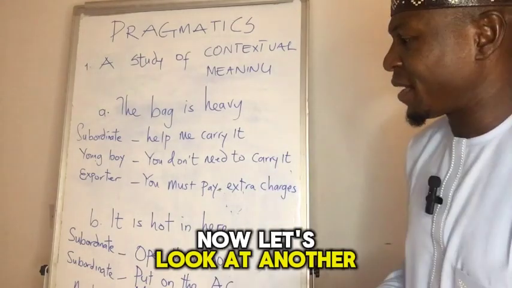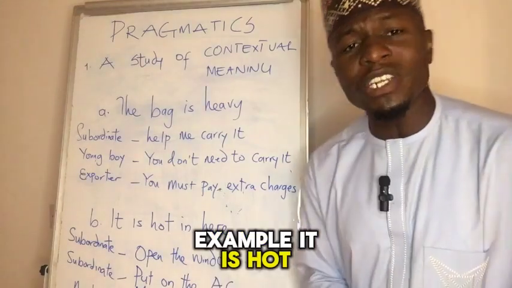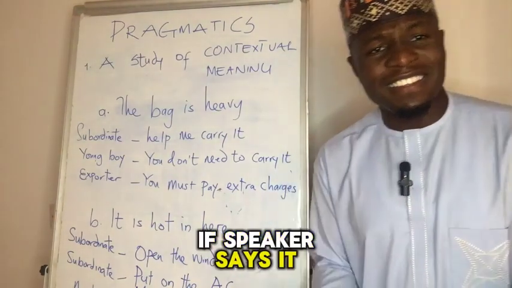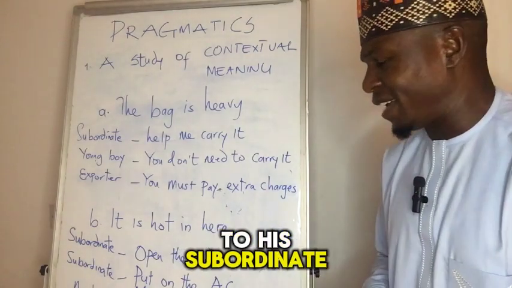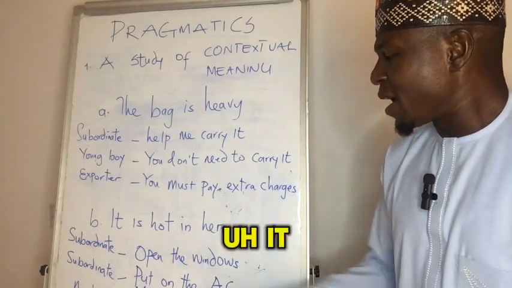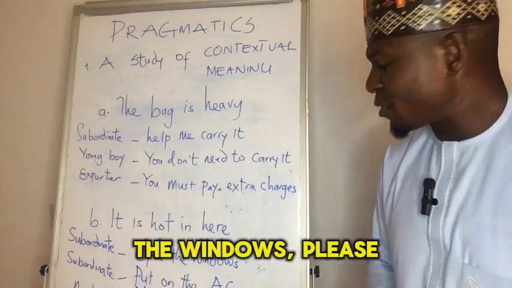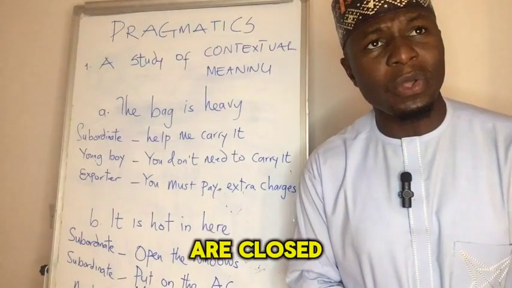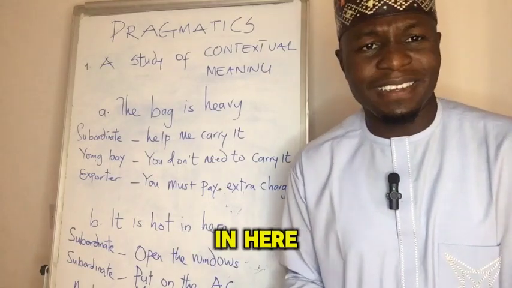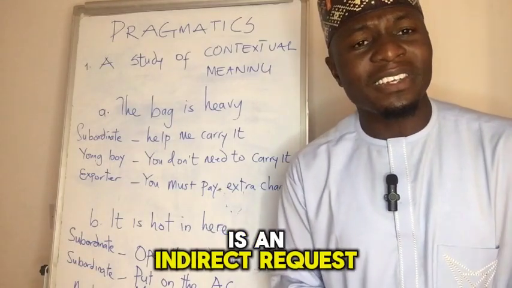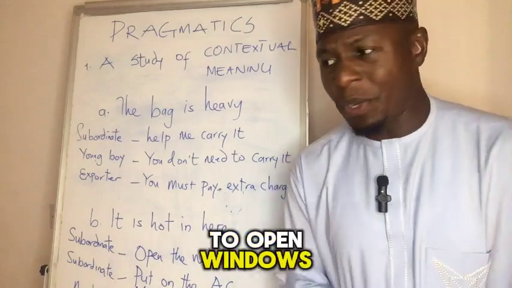Okay, now let's look at another example. It is hot in here. If the speaker says it is hot in here when he's directly talking to his subordinate, that is his listener, it means open the windows, please, especially if the windows are closed. The context is the windows are closed. So it is hot in here is an indirect request to open windows.